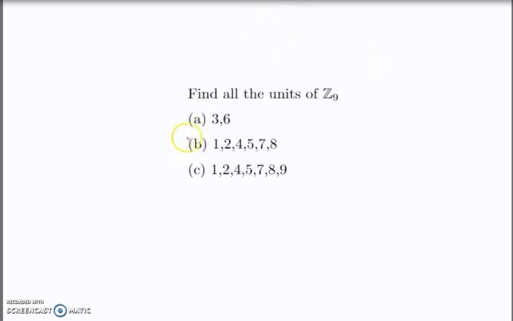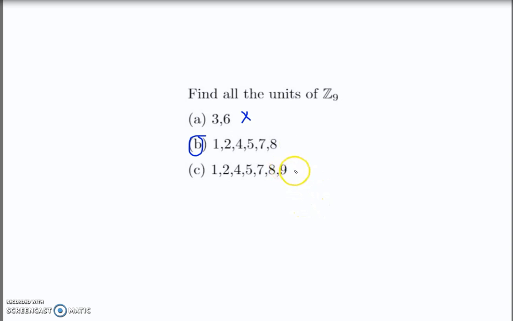B is going to be our answer. These are all the units, 1, 2, 4, 5, 7, 8. They do not share any common factors with the number 9. If you were thinking A, those are actually the 0 divisors, right? So in Z mod 9, those are going to be the 0 divisors.